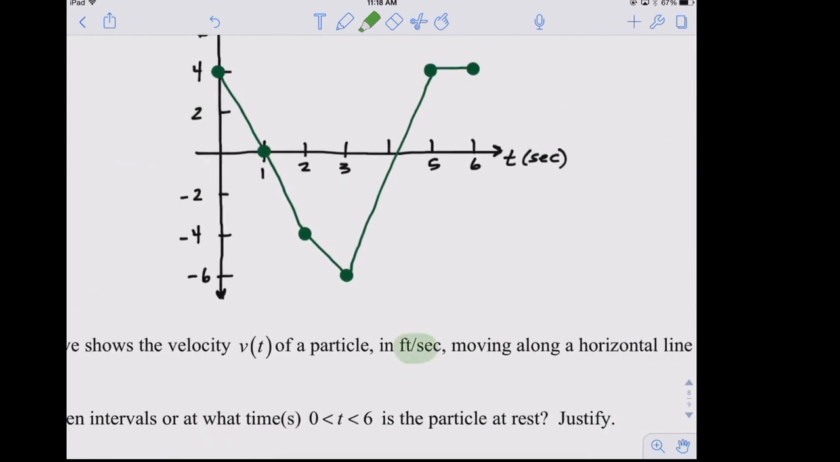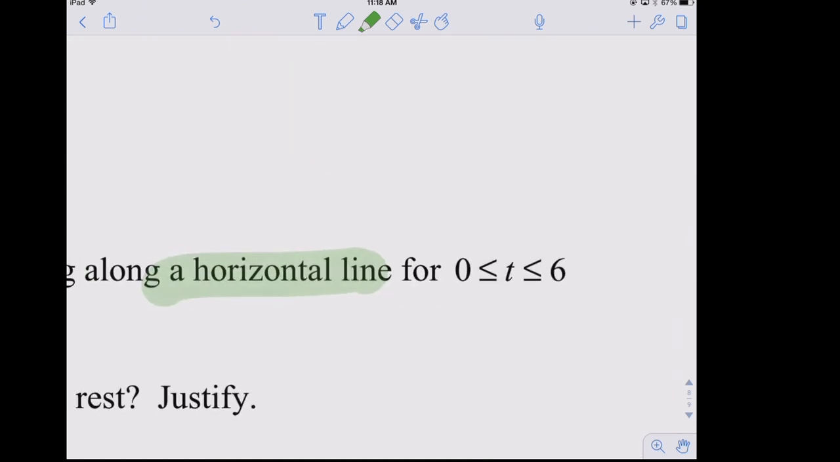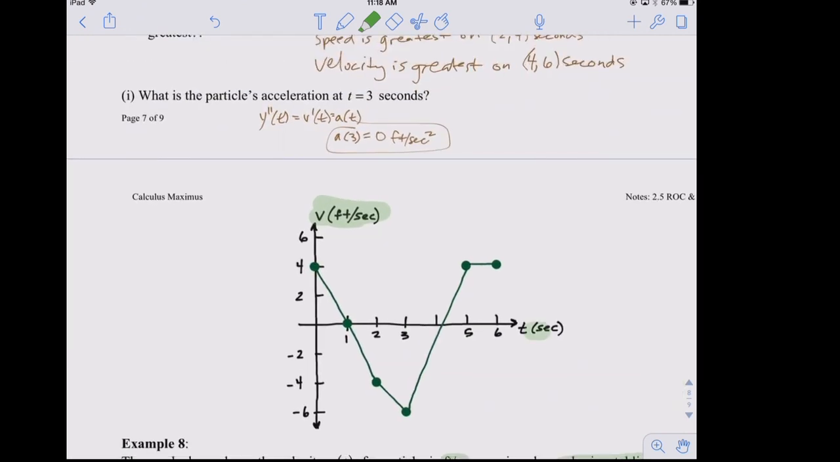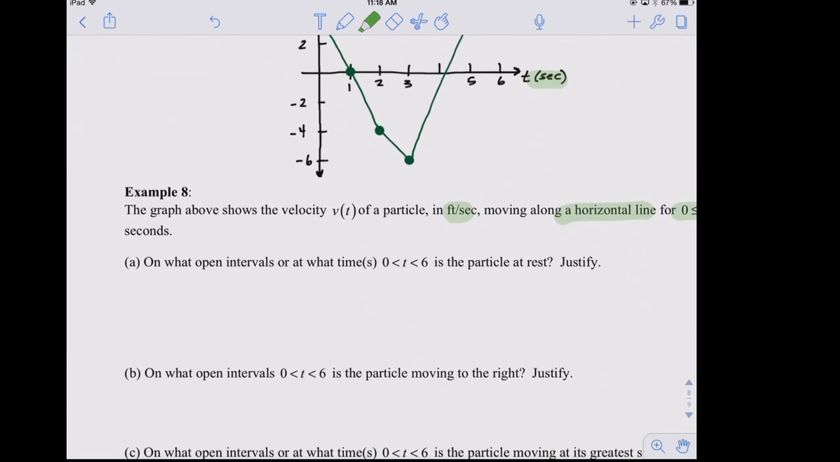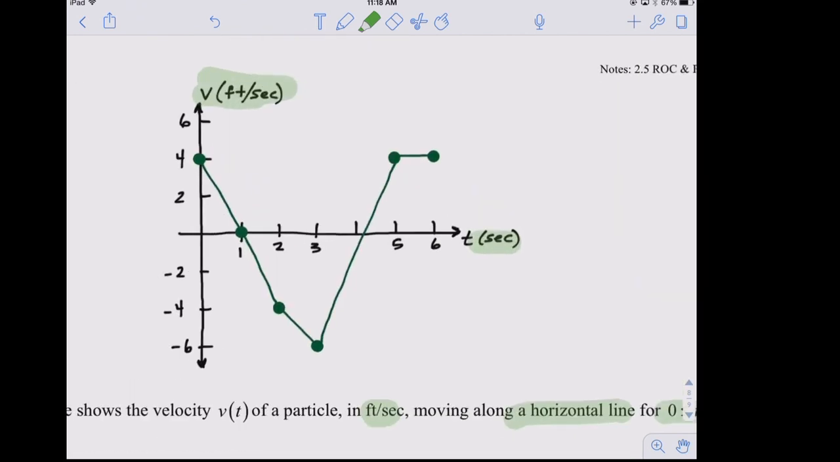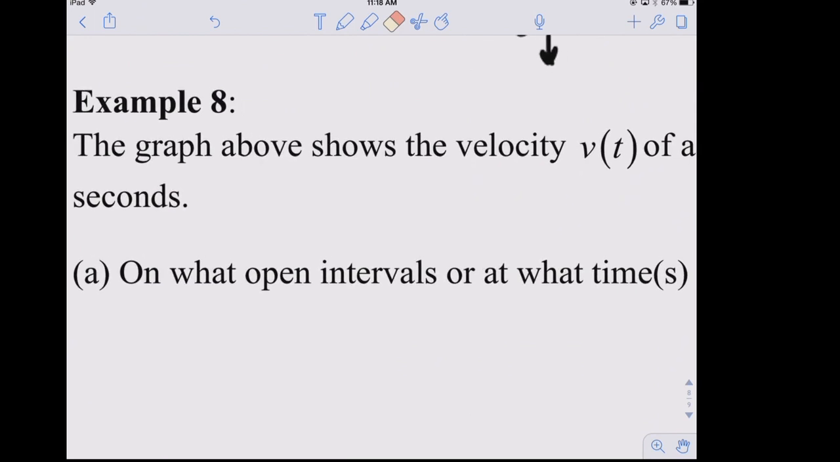We have units, feet per second, and we're back to moving along a horizontal line, and we have a closed interval from 0 to 6 seconds. Now we have feet, so I'm okay, not inches, feet and seconds. On what open intervals from 0 to 6 is the particle at rest? Well, on the previous problem, the particle was at rest when there was a horizontal line. But is that what we're looking at now? No. It says to justify. Let's go ahead and justify first.